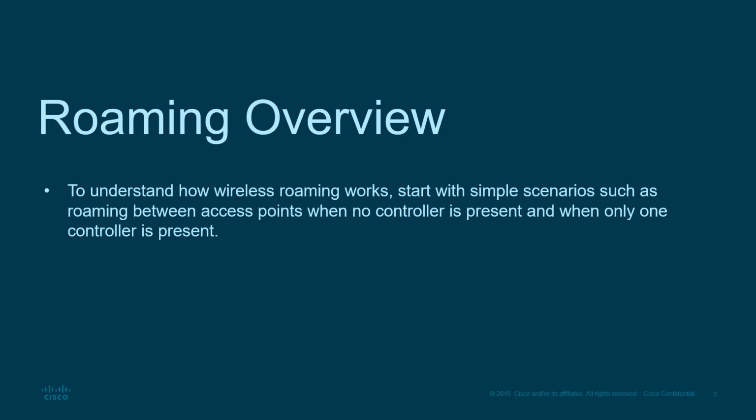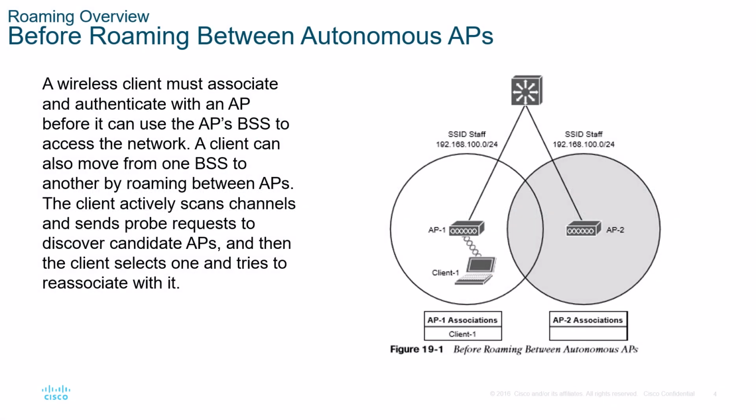Roaming overview. Basically, to understand how wireless roaming works, we're going to start with a very simple scenario with no controller and build from there. Here we have two access points with SSID staff for both access points. And you're going to see there is some bleed over between the two networks. So this is going to be bleed over. Now in reality, both networks are still going. It's just these are going to be the spheres where they have the highest signal strength. So don't think that wireless just stops, it keeps going.